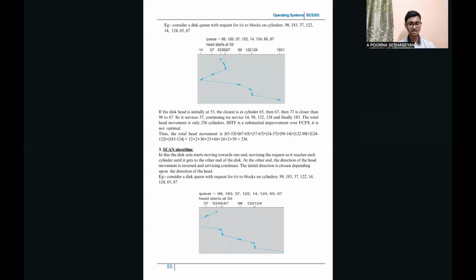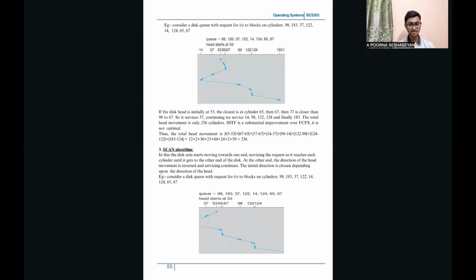From 37, the next closest request is 14. And from 14 it will go to 98, then from 98 to 122, 122 to 124, 124 to 183. So if the disk head is initially at 53, the closest is cylinder 65, then 67, then 37, and so on. It services 37, then 14, 98, 122, 124 and finally 183. The total head movement is only 236, and the calculation of head movement is the same as FCFS.